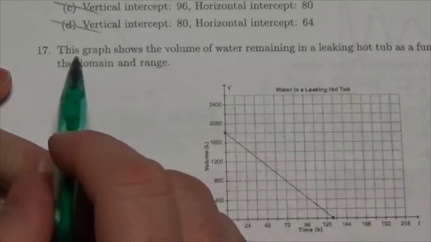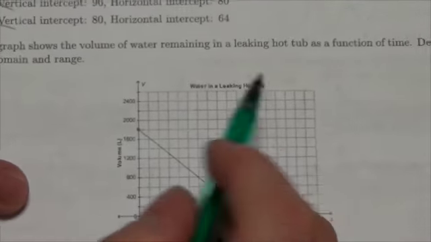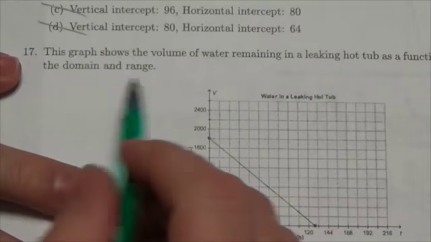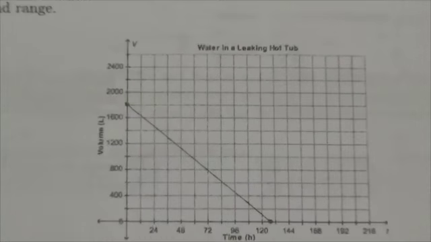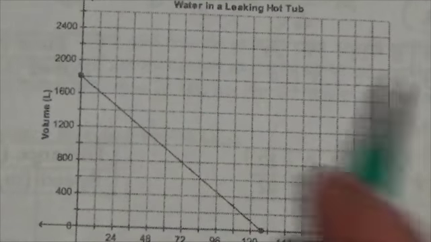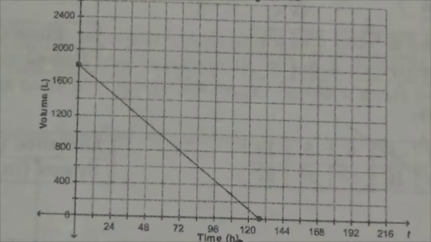Hi everyone. This question says that the graph below shows the volume of water remaining in a leaking hot tub as a function of time. Determine the domain and range. Okay, let's take a quick look at this. So water is leaking out of a hot tub here. Our function starts here, ends here.